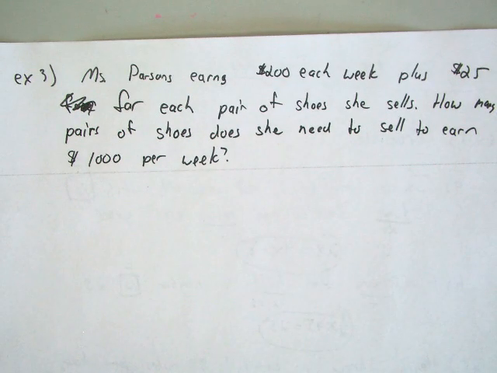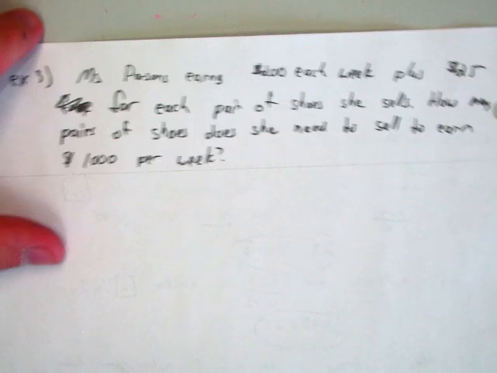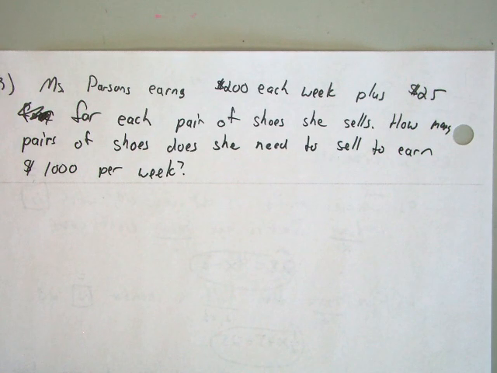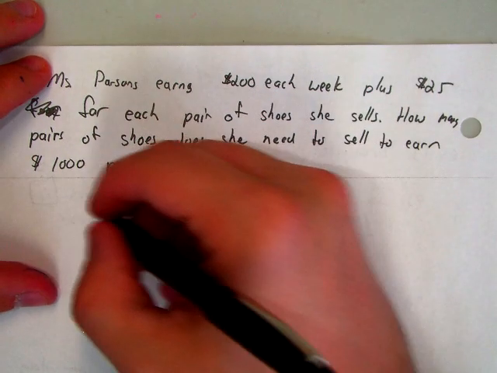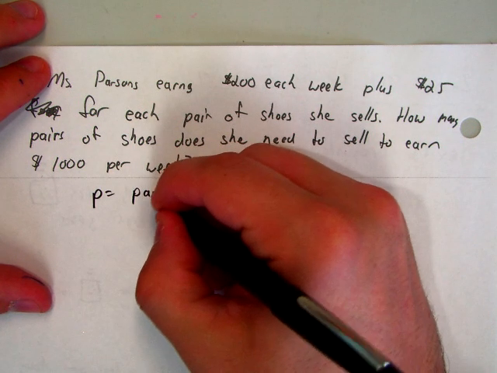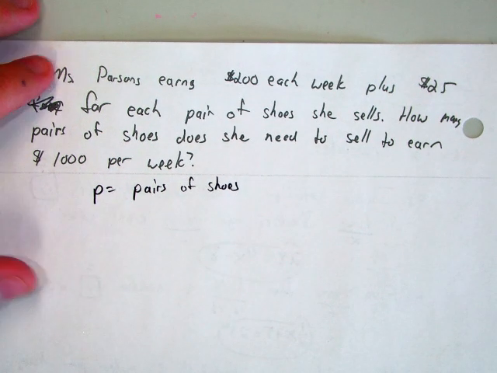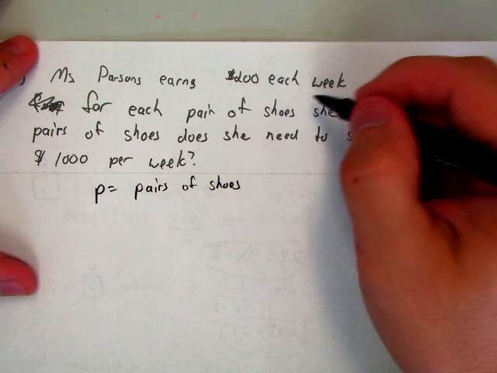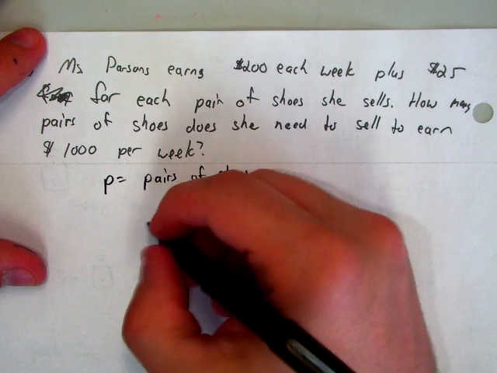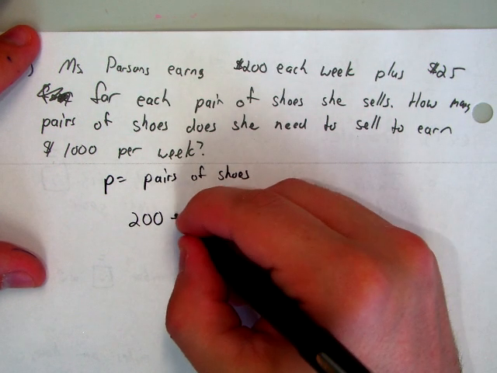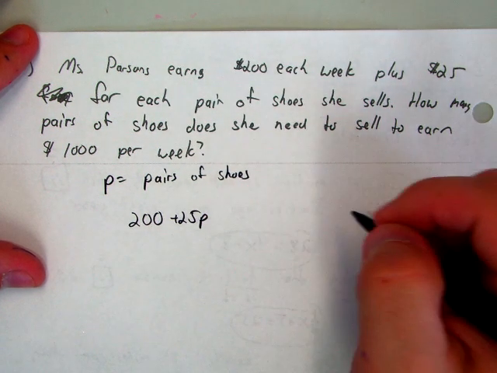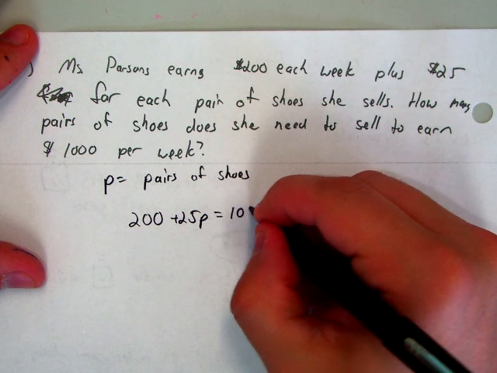All right, let's look at the last example here. Example 3. This one's kind of a tough one, but Ms. Parsons earns $200 each week plus $25 for each pair of shoes she sells. How many pairs of shoes does she need to sell to earn $1,000 per week? So, let's do P as our variable, is pairs of shoes. It says she earns $200 each week plus $25 for each pair of shoes. So $200 per week plus $25 per pair of shoes. I want that to get to $1,000 per week.